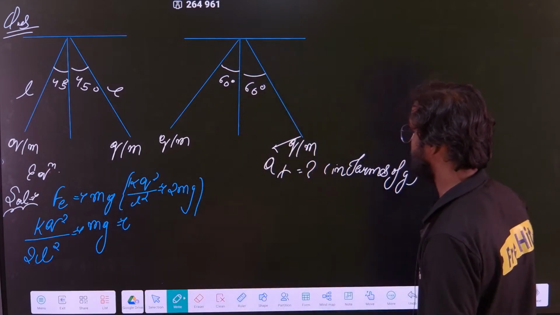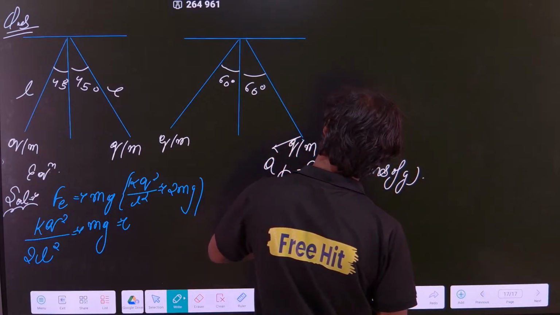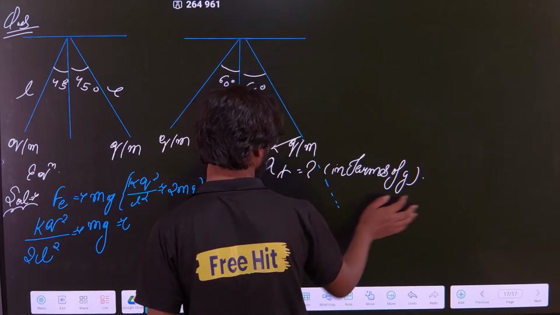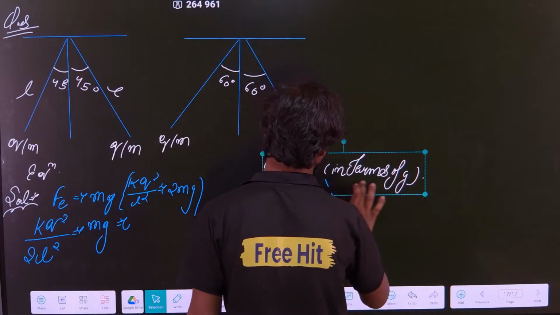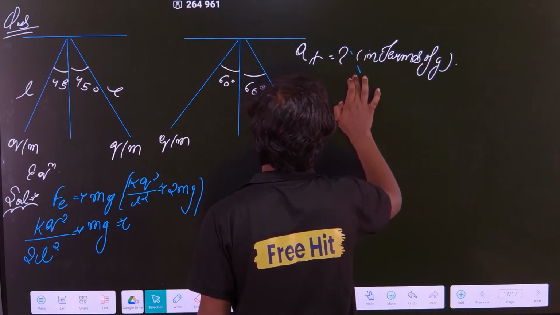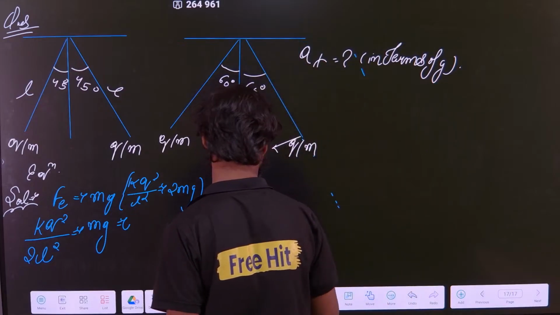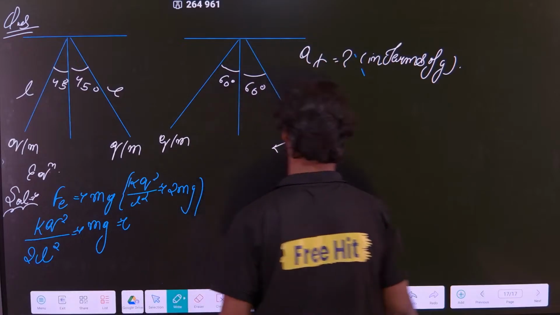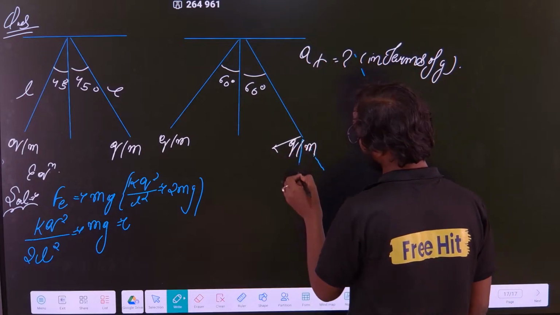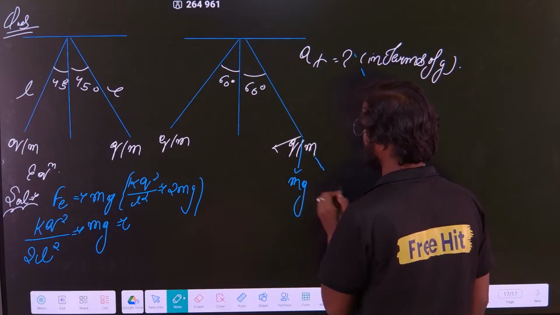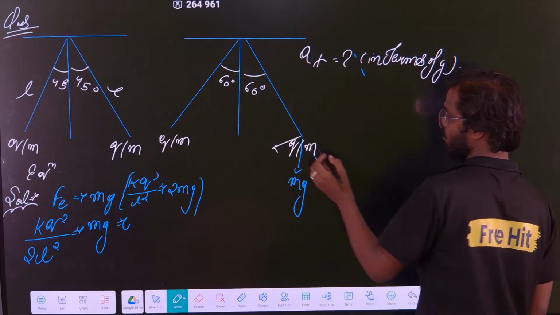Okay, now come to this picture. Let me do one thing, just move this thing to some point. Clear? So you tell, this will be mg, correct?